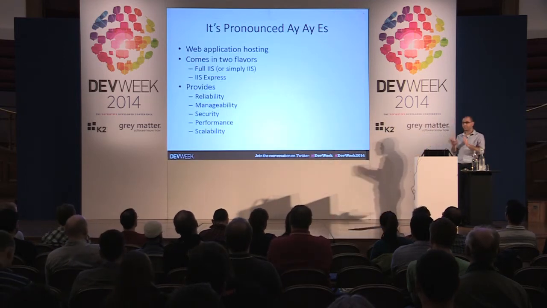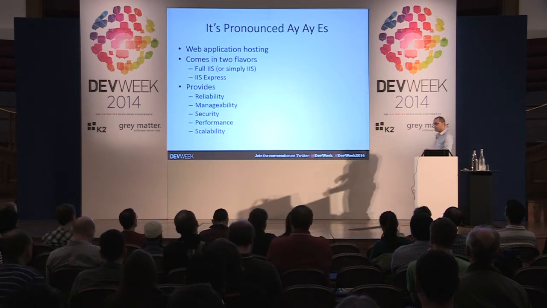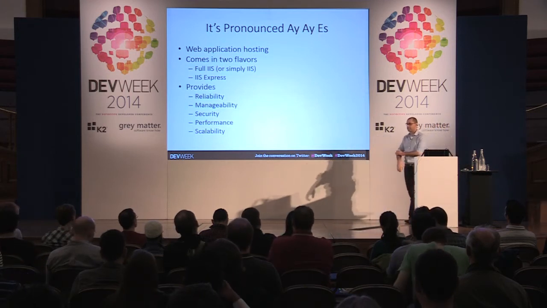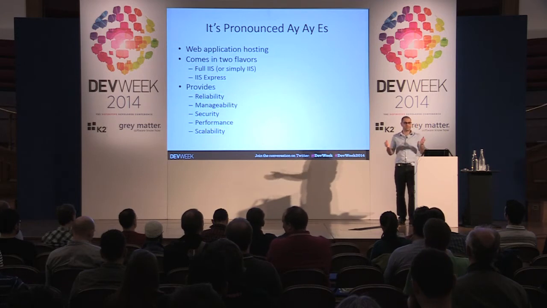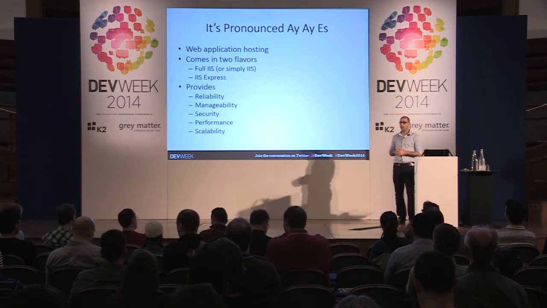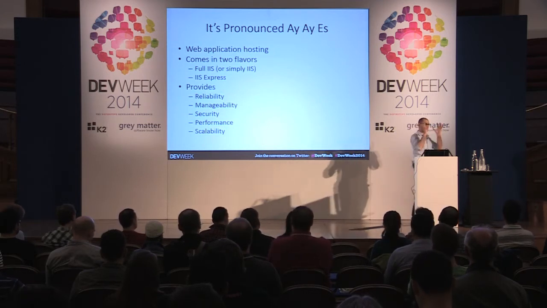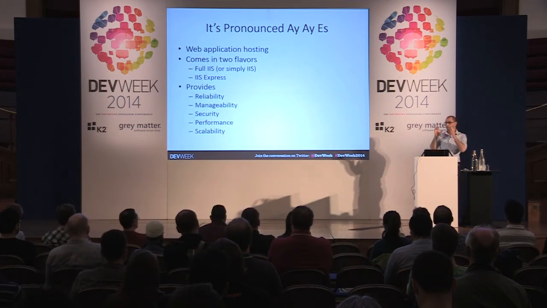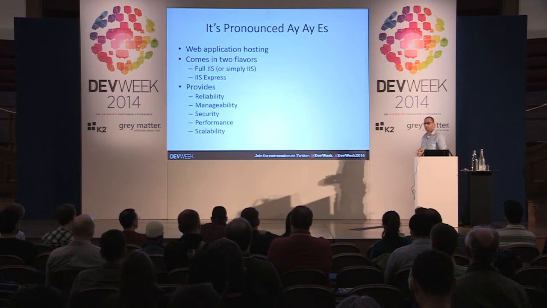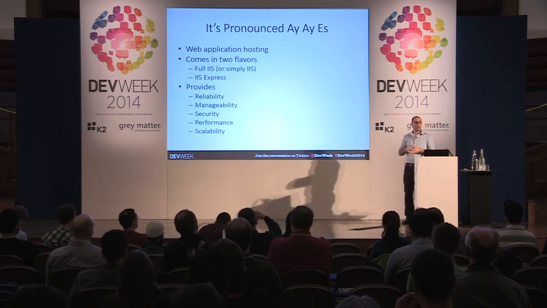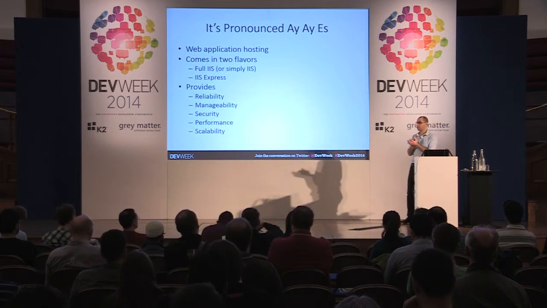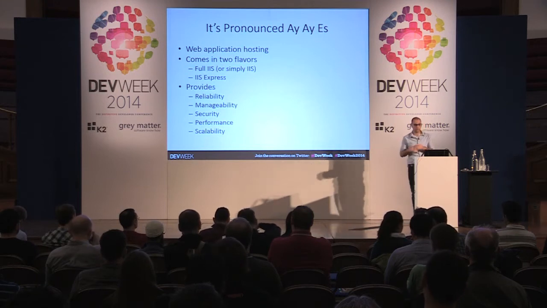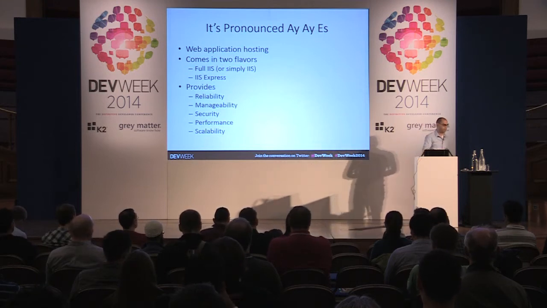So first of all, what is IIS? Basically, it's a web server. Today, it's actually more than that. You can host services such as WCF on IIS, even with TCP endpoints. But basically, IIS is a web hosting environment. It comes in two flavors: either the full-blown IIS, which you get with Windows machines, or the small version, which is called IIS Express. We will look at IIS Express later on during this session.